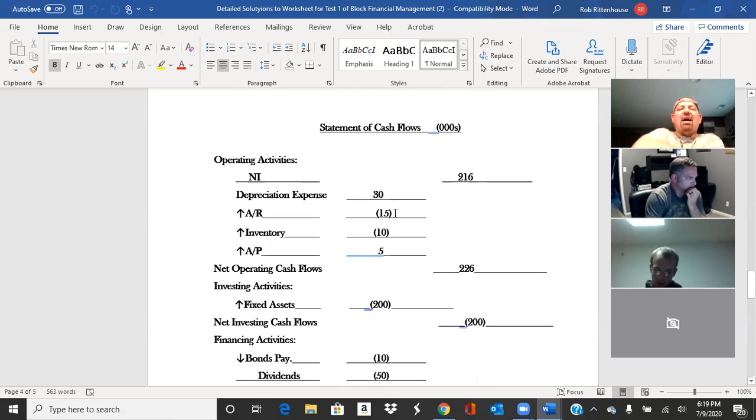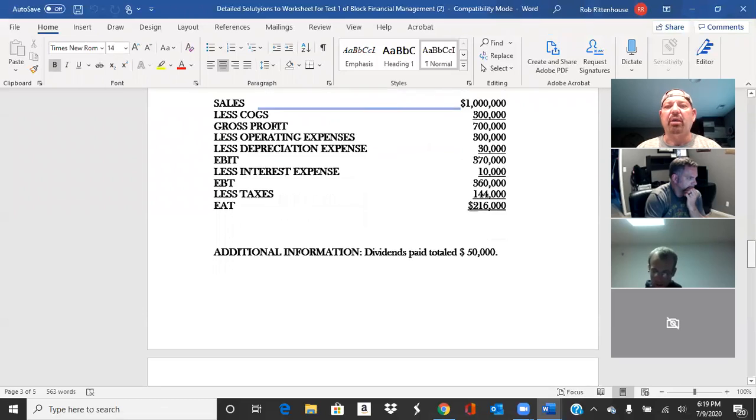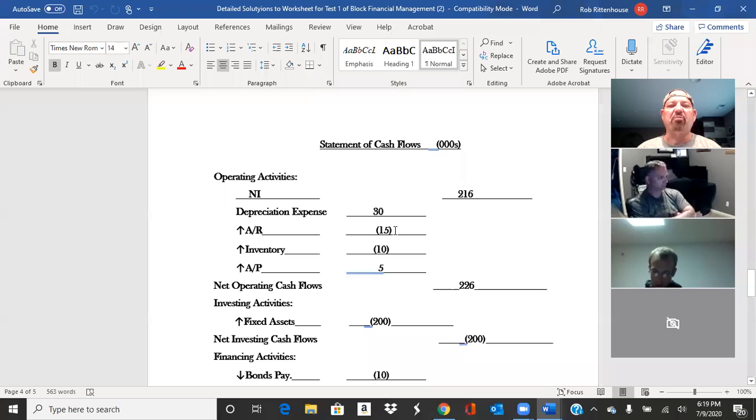Now, again, it's not really like we paid $15,000 in cash to increase our accounts receivable. What it really amounts to is whatever we showed for sales on the income statement, if we go back up, we showed $1 million of sales, but we didn't collect $1 million in cash during the year from sales because of the increase in accounts receivable. We would have collected 15,000 less than that million. We would have collected only 985,000 instead of $1 million.